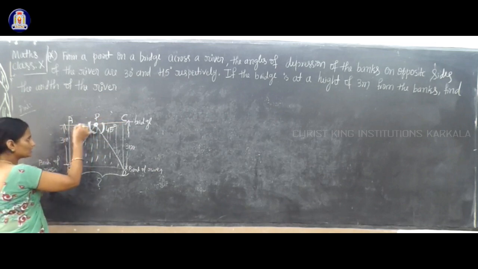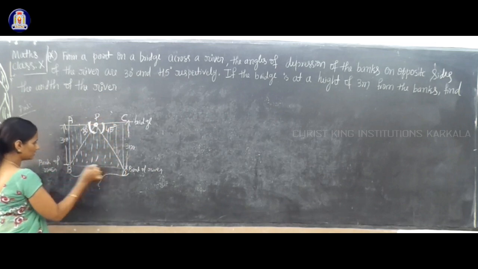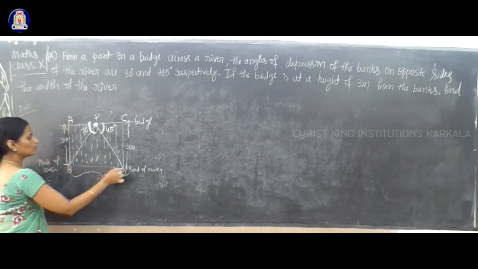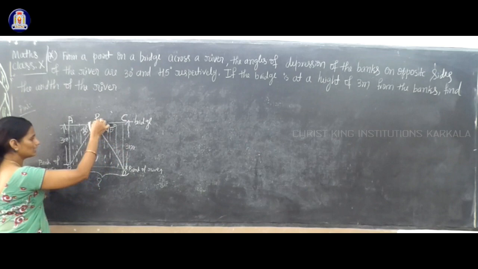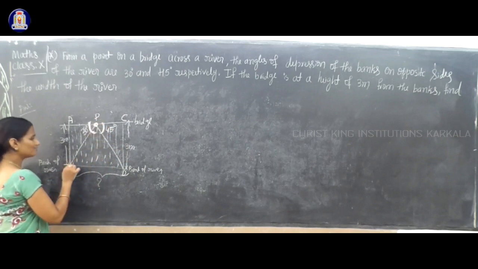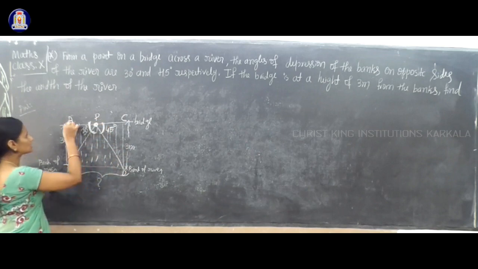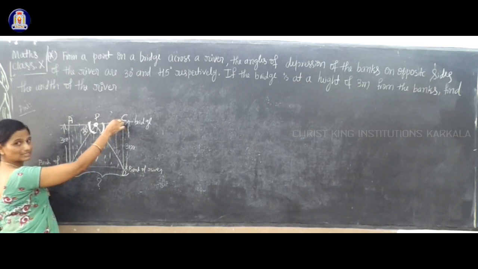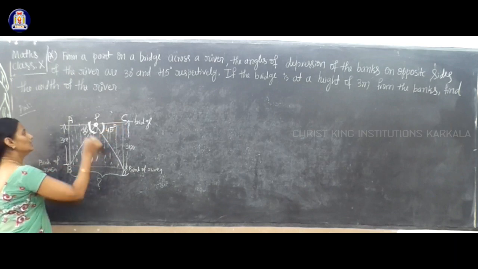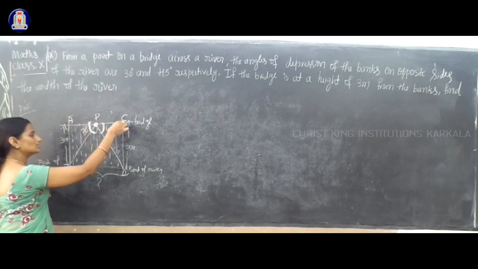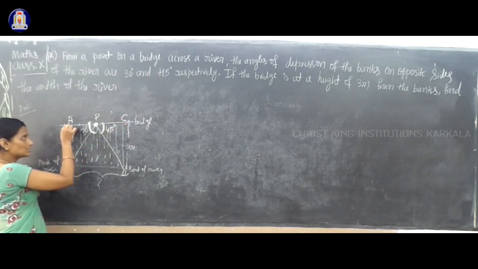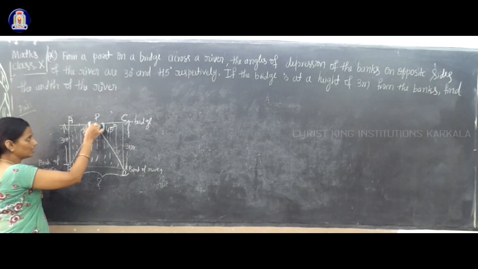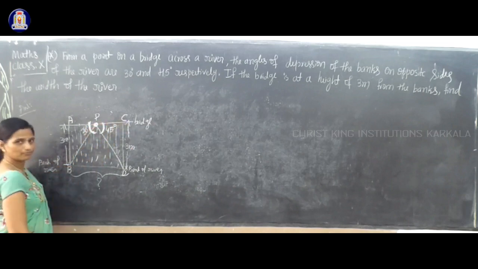If you complete this figure, it looks like a rectangle. Opposite sides are equal, so whatever the value of BD, the same value will be for AC. Can you find AC? Yes, we can find AC. AC is split as AP and PC.